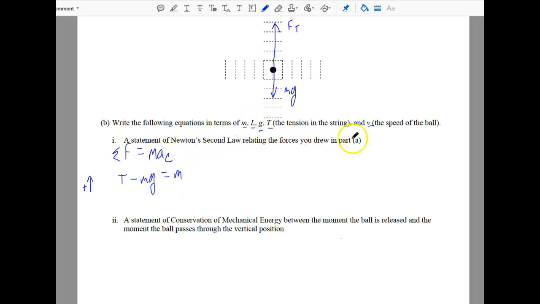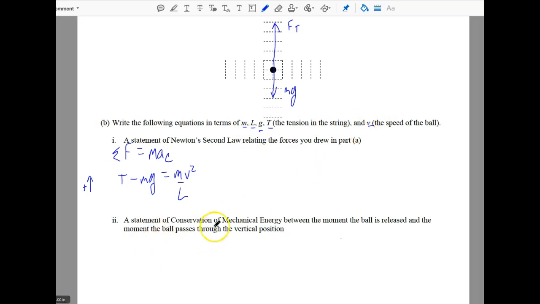And we can't use a_c, but we do know that the centripetal acceleration is equal to v squared all over r. Now that we have that, we notice we can't use r, we've got to use L, so we'll go back and get rid of the r, and instead we will put in the L. Now we have everything in the terms that they want.